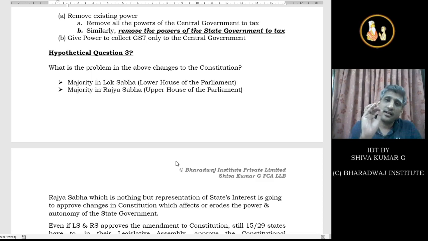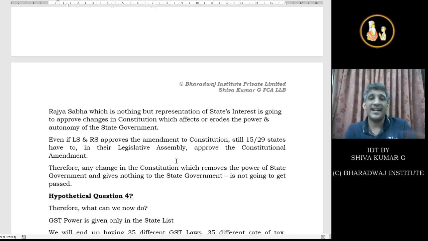Now, will any state representative agree for a constitutional amendment which removes the power of the state government to levy tax, makes the state government effectively toothless to levy any tax? Okay, Rajya Sabha will not accept. Even assuming Rajya Sabha passes such an amendment, still the constitution is not yet amended. 15 out of 29 states, at that point of time there are 29 states, have to agree to the constitution amendment wherein they are losing their powers. None of the state governments is going to agree to an amendment of constitution wherein they are going to lose all their existing powers.